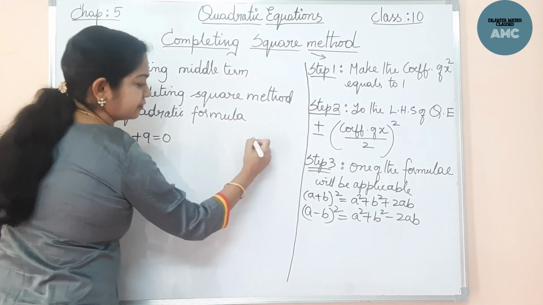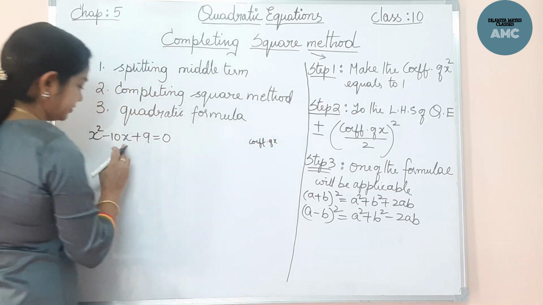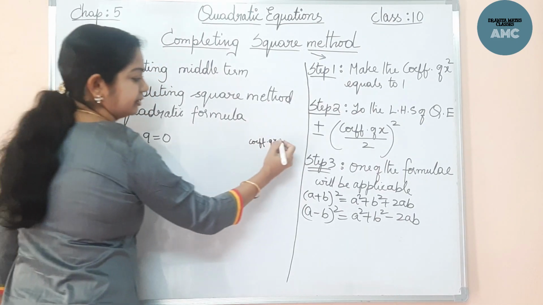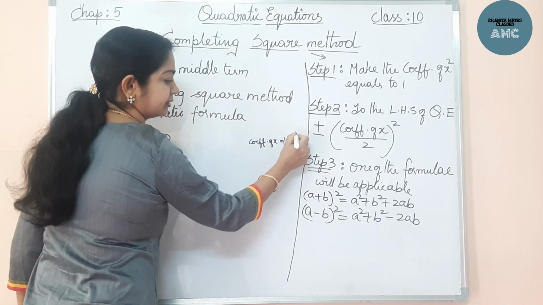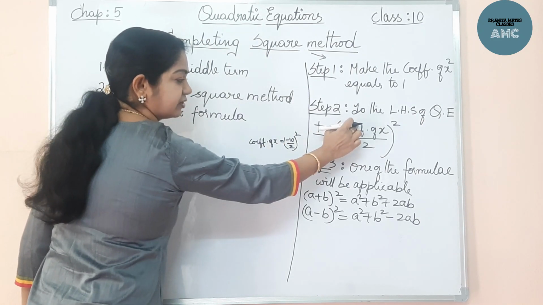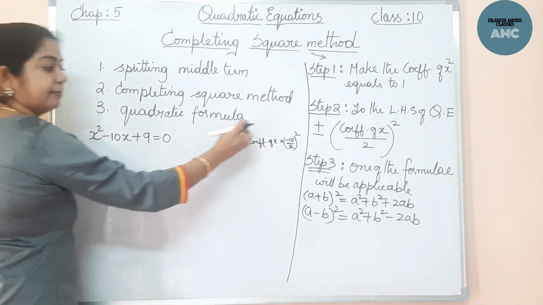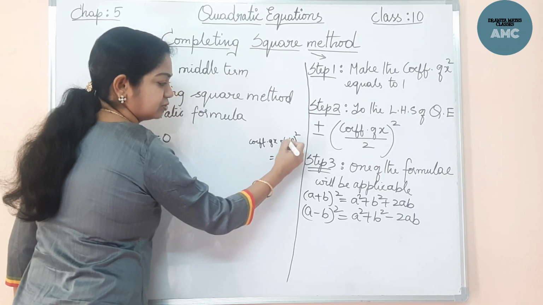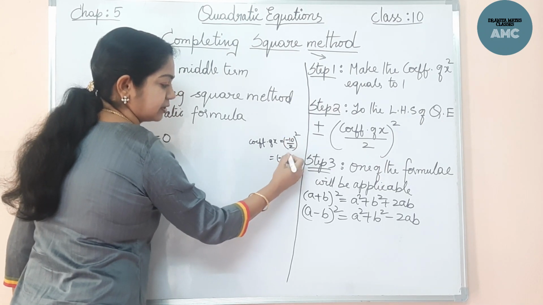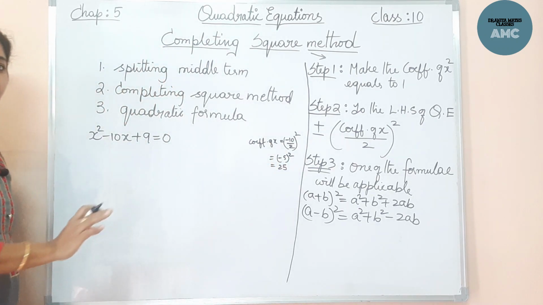Now what is the coefficient of x square here? Coefficient of x. What is the coefficient of x? Minus 10. Okay. Minus 10 by 2 whole square. What is this? Coefficient of x by 2 whole square. Coefficient of x is minus 10, by 2 whole square. This comes to minus 5, 2 ones are 2, 5s are minus 5, whole square. That is 25. So add and subtract 25, given.